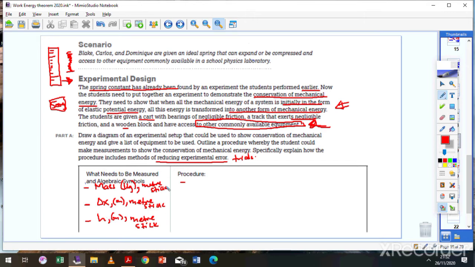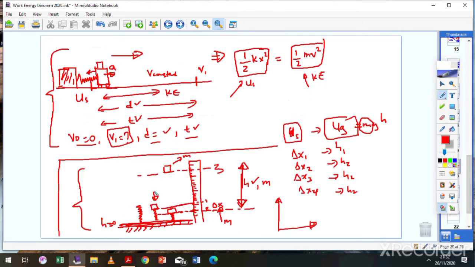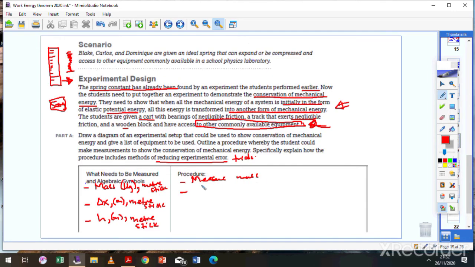First of all, you can talk about how you can start by measuring the mass. Then after measuring the mass, you can place the mass carefully on top of the spring, just like I showed you here. You place the mass carefully on top of the spring such that it naturally compresses it to some position. Please be more detailed in your write-up than I am.